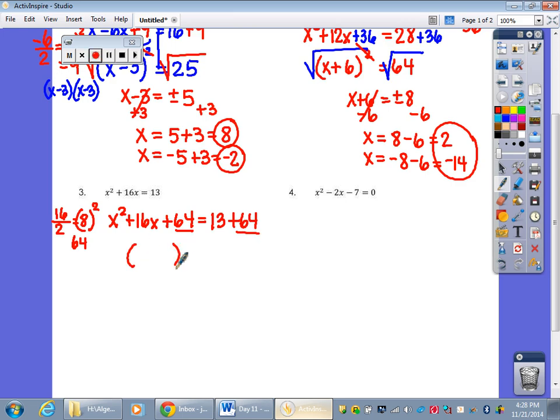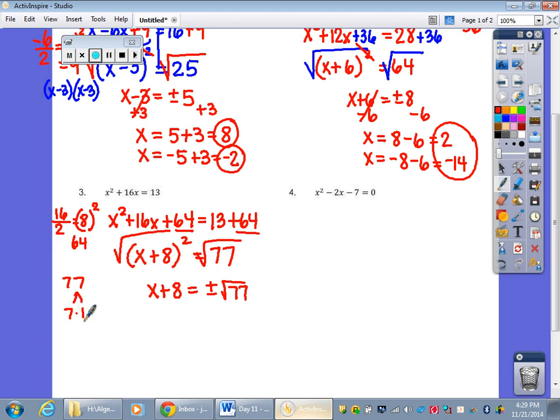So my perfect square binomial is going to be x plus 8, because 8 times 8 is 64, and 8 plus 8 is 16. And that's going to be equal to 77. Okay, when I take the square root of both sides, I get x plus 8 is equal to plus or minus the square root of 77. Now when you think about 77 and simplifying that radical, that's 7 times 11. Both of those are prime numbers. So radical 77 cannot be simplified.